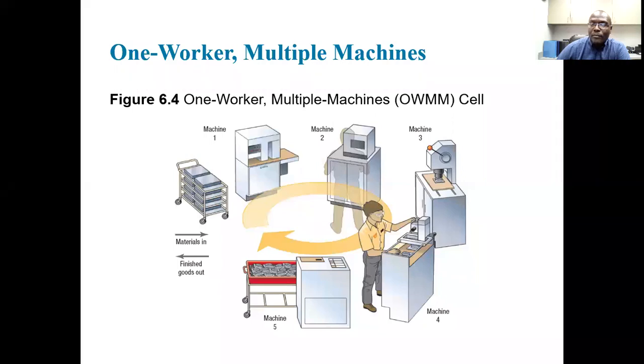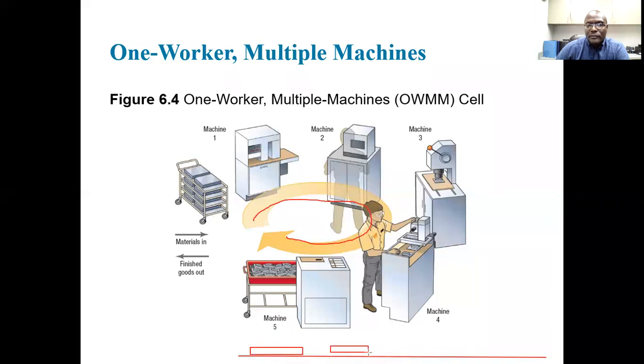And if you see this circular system that they have here, this speaks to the fact that we could have this system set up in a way that all these 5 equipment could have been in a straight line, kind of like an assembly line, okay? And if that was the case, this worker would still be able to accomplish what he needs to accomplish.